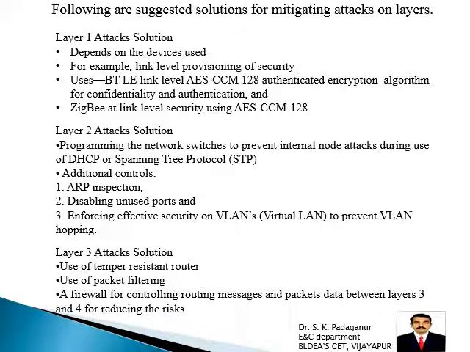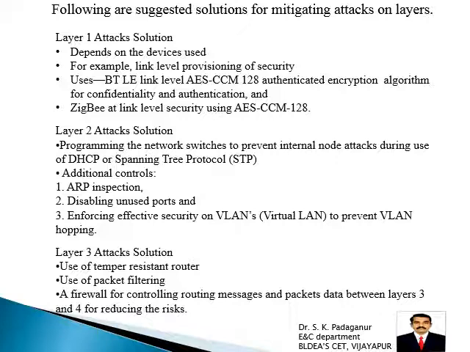Layer 2 attack solutions: programming the network switches to prevent internal node attacks during use of DHCP. Additional controls: ARP inspection, disabling unused ports, enforcing effective security on virtual LANs. So virtual LAN is the most important solution to mitigate the attacks. Then layer 3 attack solutions: use of tamper-resistant routers. So some modified routers, some high-end routers can be used to reduce the attacks.